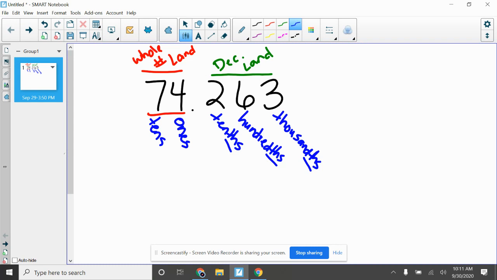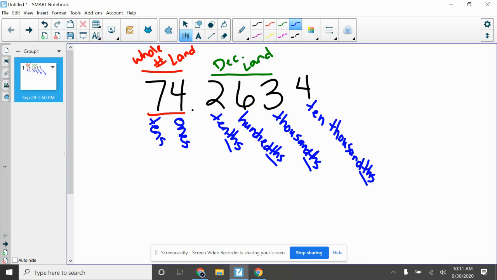The farthest we might go would be 1 extra digit, but normally we won't even go that far. But if I did go 1 extra digit, Brayden, what would that place be called? That would be the 10,000th place. But that is literally as far as we would go. We wouldn't go any further than that.